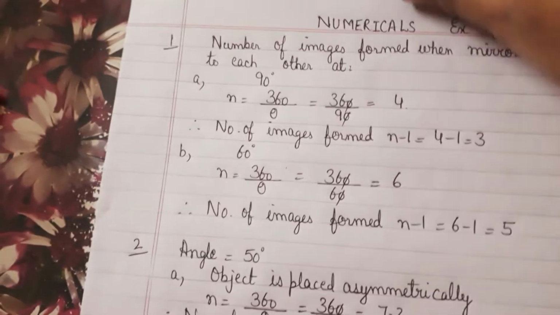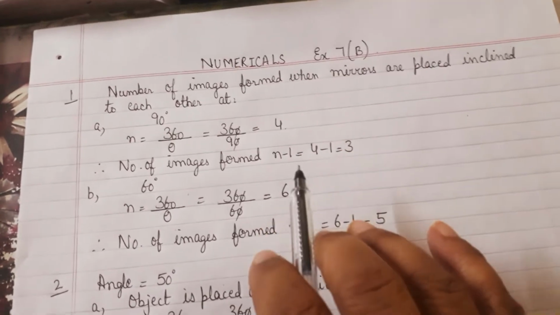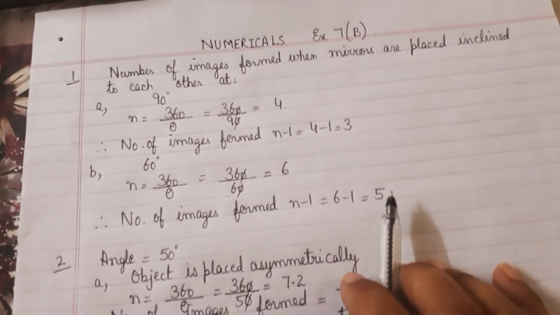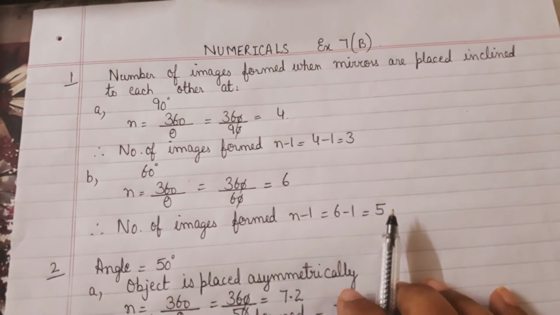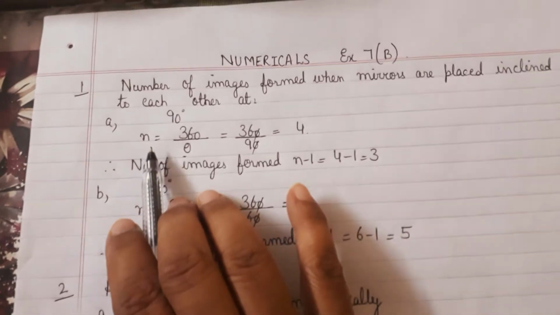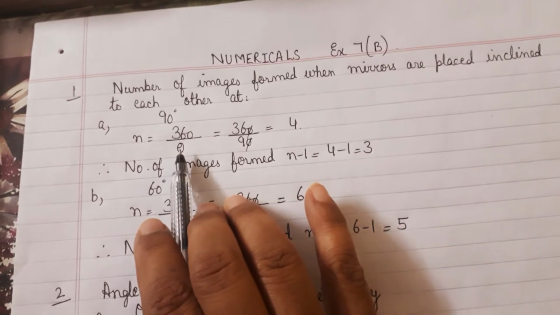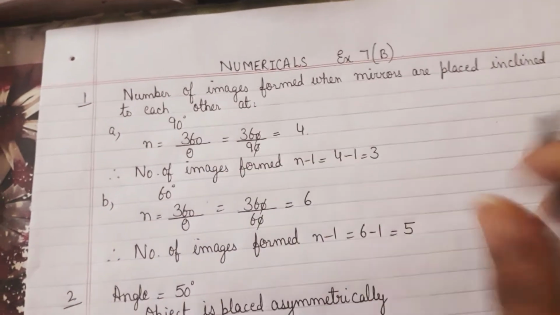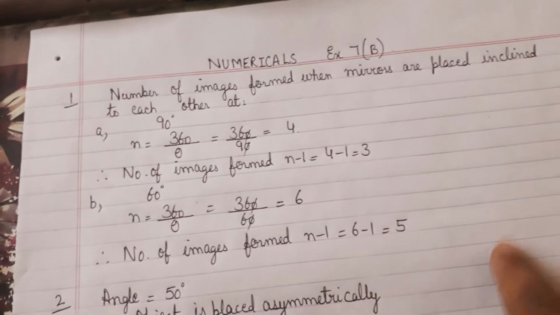Now we move on to the next exercise, and that is 7b. In this there are only 2 numerical problems, and let me tell you, the concept of this exercise is to calculate the number of images formed. And if you remember children, I have already explained to you that the formula used to find out the number of images is n is equal to 360 upon theta, where theta refers to the angle between the 2 mirrors at which they are inclined. Okay, now I am reading the first numerical for you.